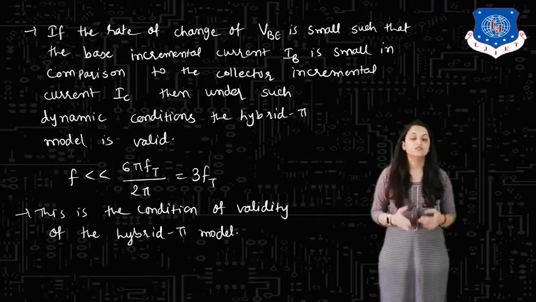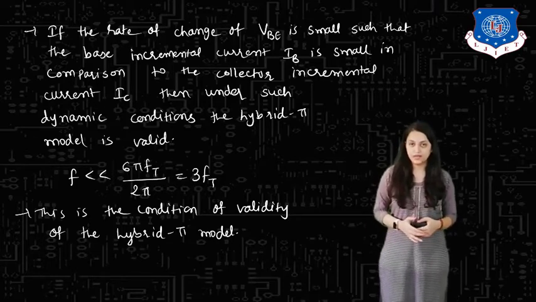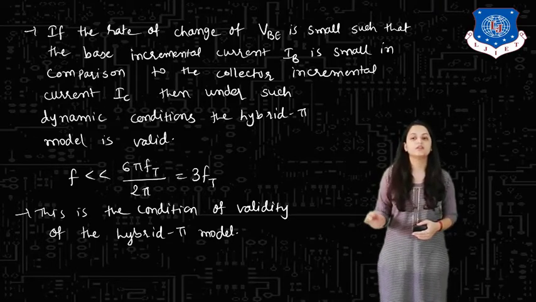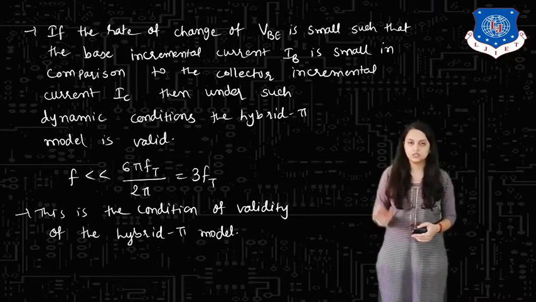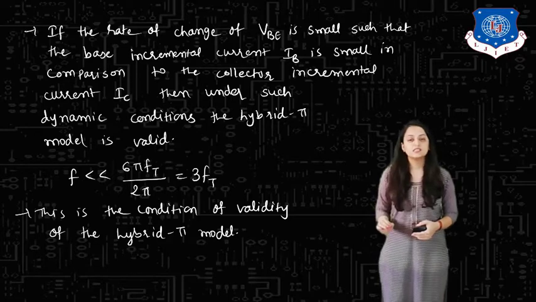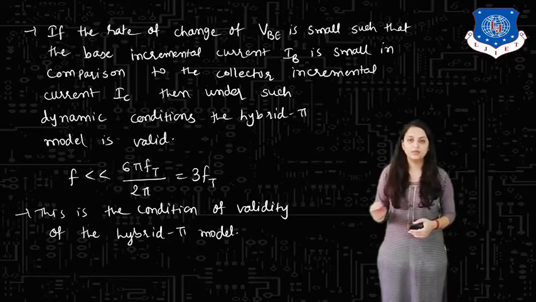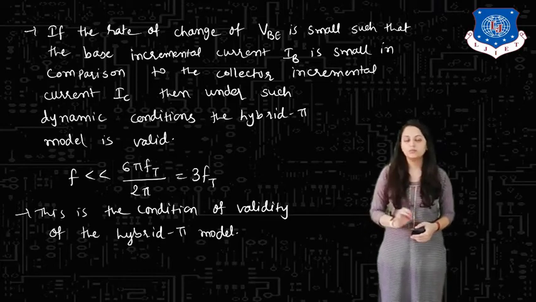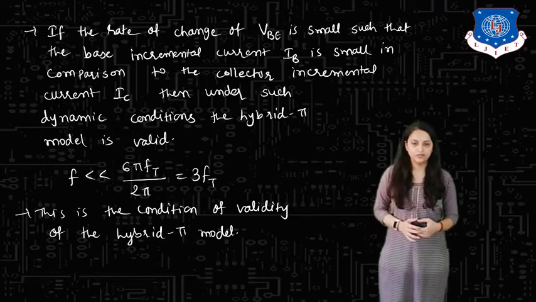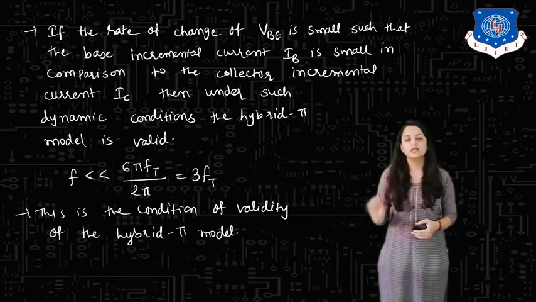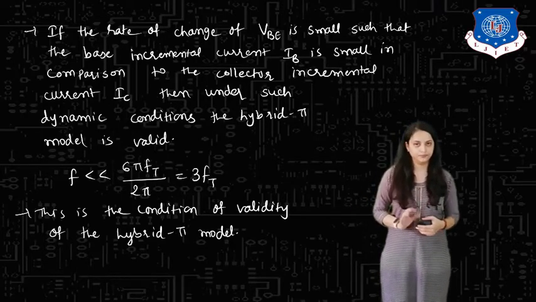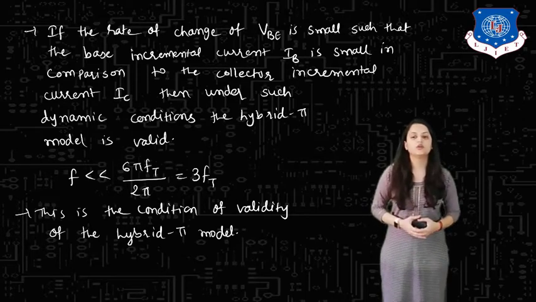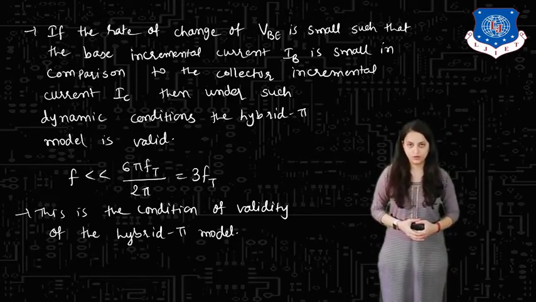Here, the condition in which the hybrid pi model is valid is given as: the frequency f is very much less than 6 pi FT by 2 pi, or else you can say that is equal to 3 FT. So this is the condition of validity of hybrid pi model. That means the frequency should not be more than, considering the parameter, 3 FT. That means the frequency f should be less than or equal to 3 FT. Okay, this is the condition for the validity of hybrid pi model.